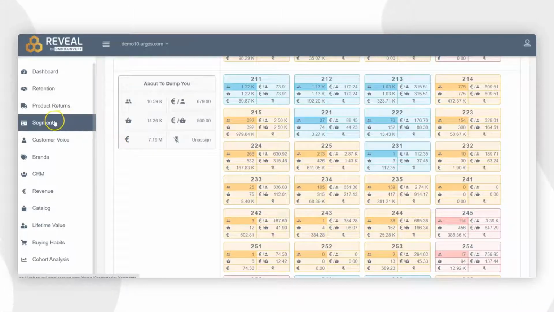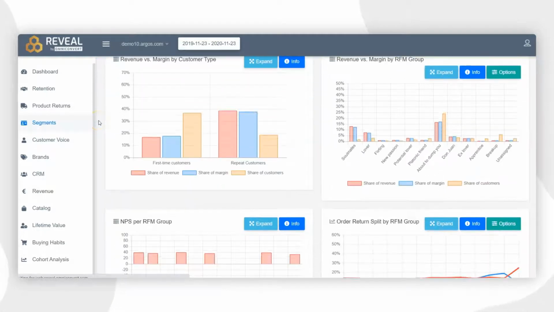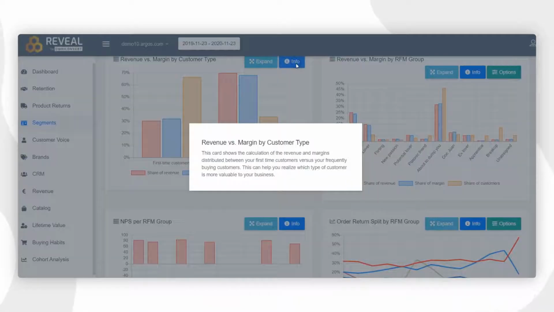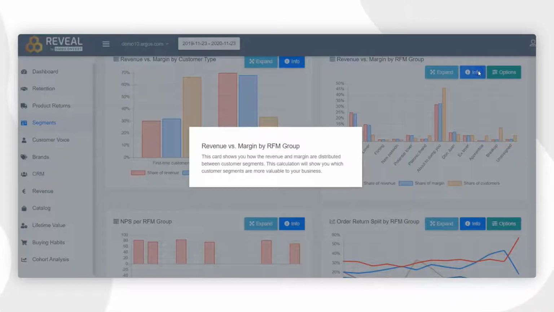A very important feature as well is segments. On the segments section, you will see a graphical representation of the difference in terms of revenue and margin your new and returning customers have. You will be able to acknowledge the higher margins that returning customers bring you rather than the new ones. By the way, did you know that retaining a customer is 5 to 10 times cheaper than acquiring a new one? You will also see how each of your RFM groups contributed to your revenue and margin and how they differentiate themselves.